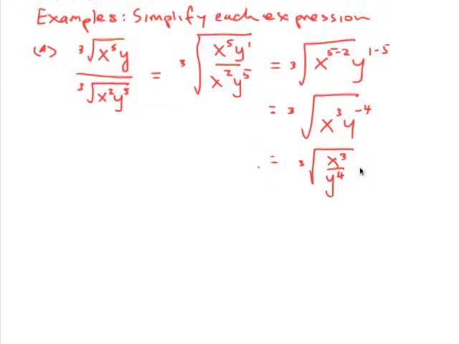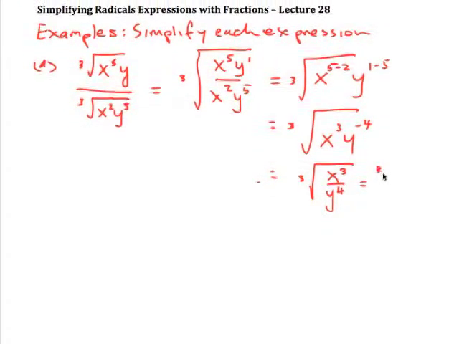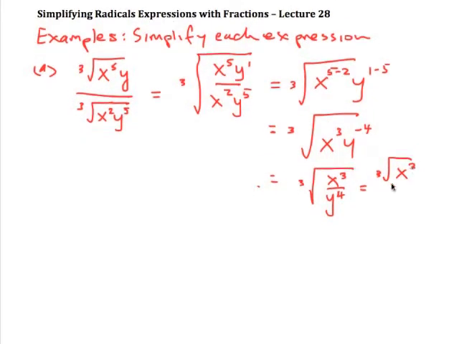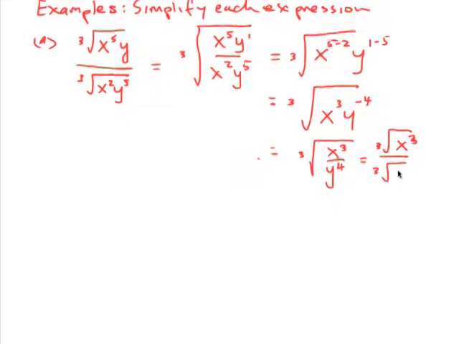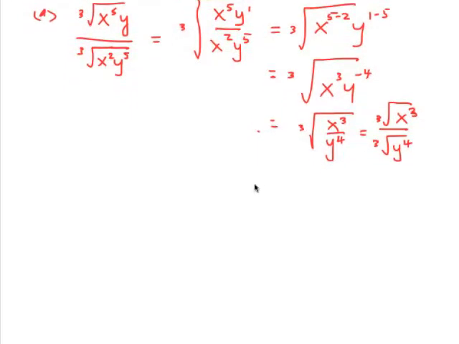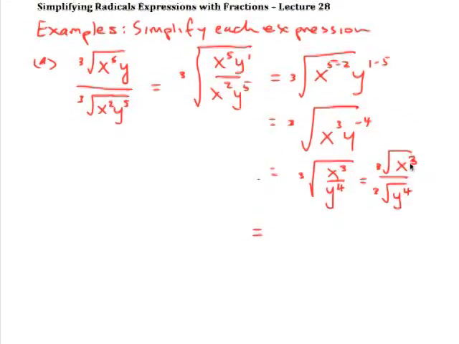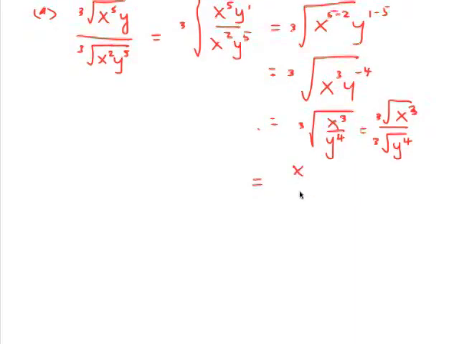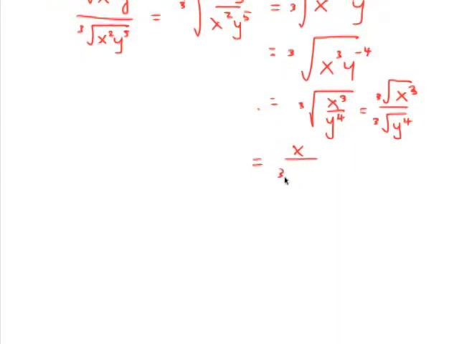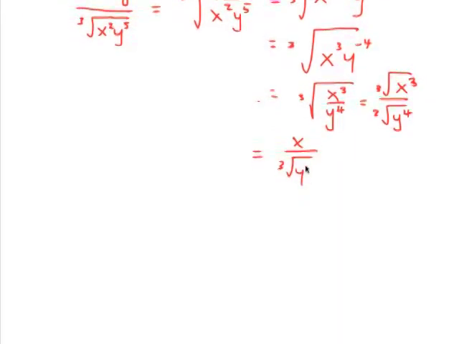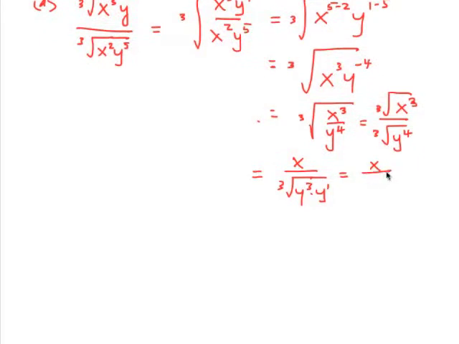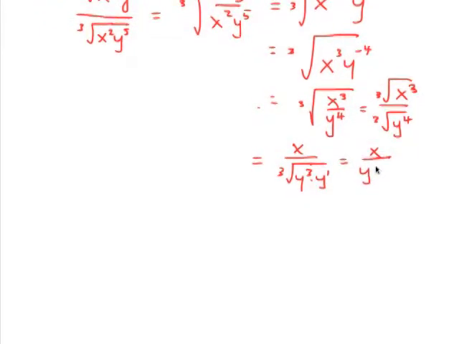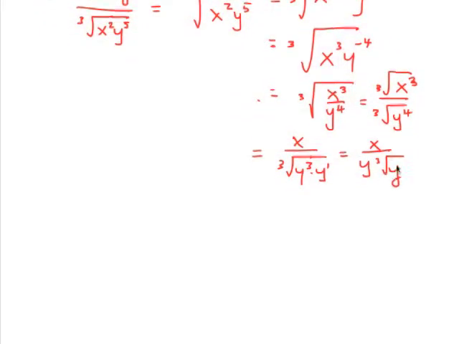Now we haven't finished yet, because we can write this as the cube root of x cubed over the cube root of y to the 4. So we can write this as, of course, the cube root of x cubed is x, and we can write this as the cube root of y cubed by y to the 1, which of course is equal to x over y by the cube root of y.